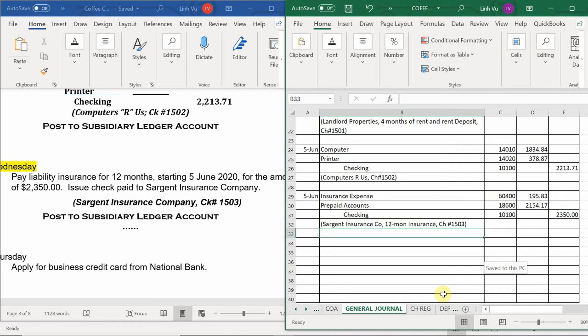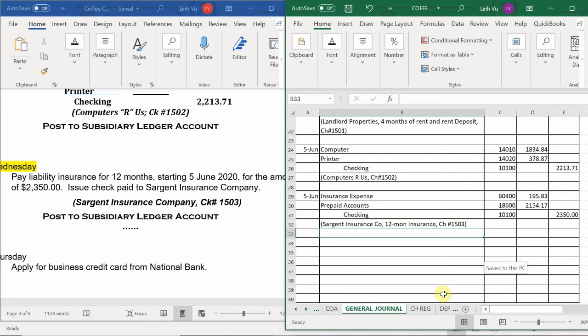Now that we've finished the journal, where do we go next? We're going to the subsidiary ledger? Create the account for this vendor? Yes, you could do that, but we don't need to, we know this. Post to the subsidiary ledger account? Yes, you can do that if that's what you want to do first. We can definitely put this in the subsidiary ledger first.